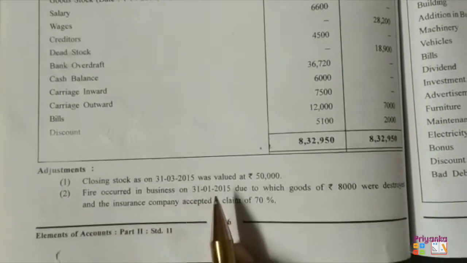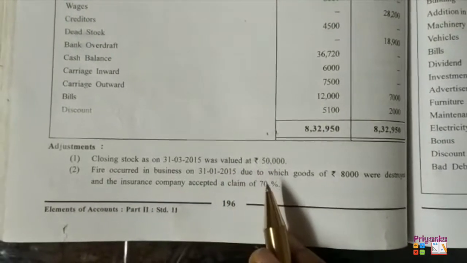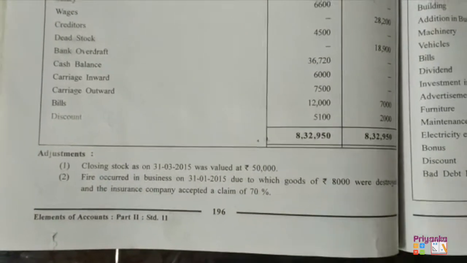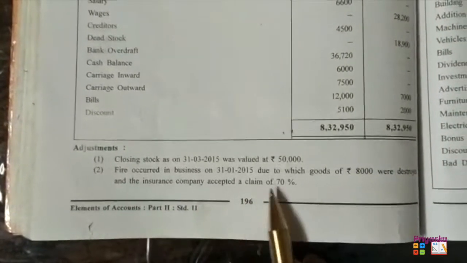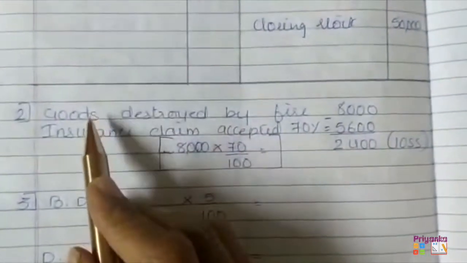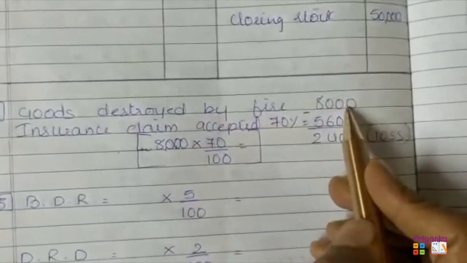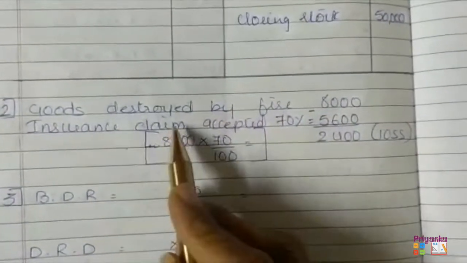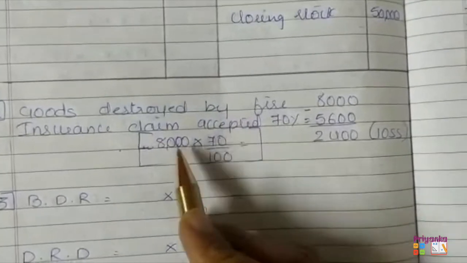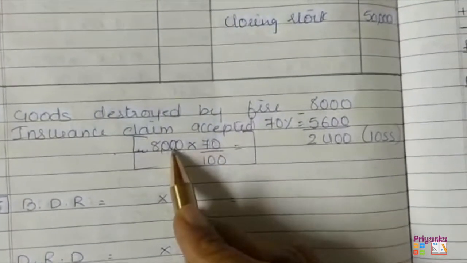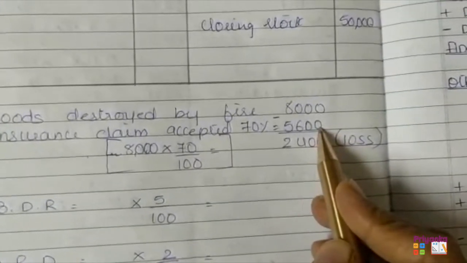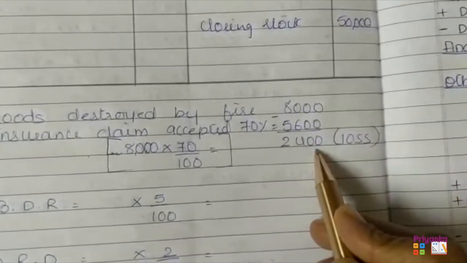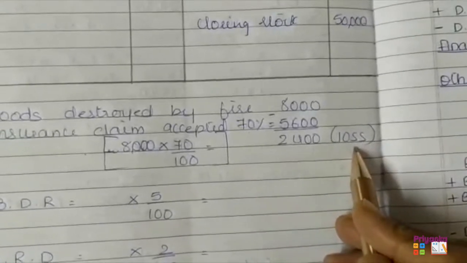Moving to the next adjustment. Fire occurred in business on 31st January 2015, due to which goods of rupees 8,000 were destroyed and insurance company accepted a claim of 70%. Now for this you can see the calculation. Here the goods destroyed by fire are 8,000, where insurance company accepted a claim of 70%. So 8,000, take 70% of 8,000, that is 5,600. So insurance company has accepted this much, but the remaining value of 2,400 will be declared as a loss.